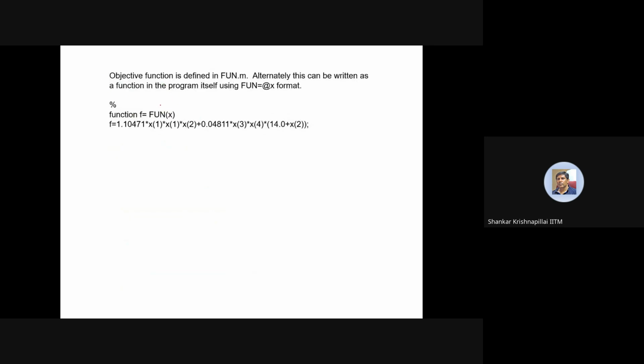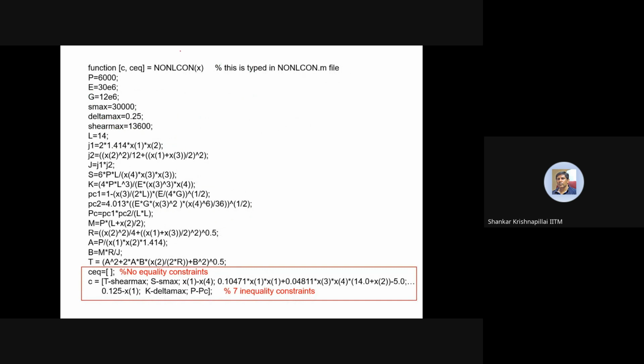Okay, so first open a file called fun.m and type the definition of the objective function here. When you supply x1, x2, x3, x4 to fun.m, it will return the value of f back to the main program. Then you have to open a file called nlcon.m, and there you have to type all these things.